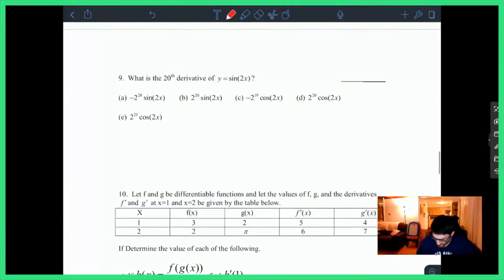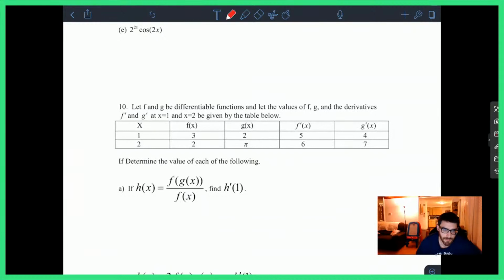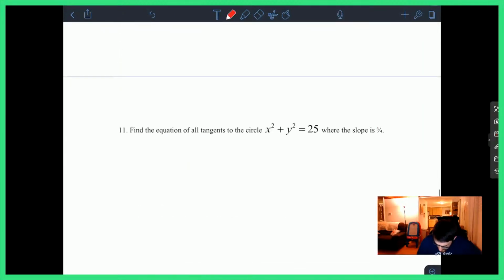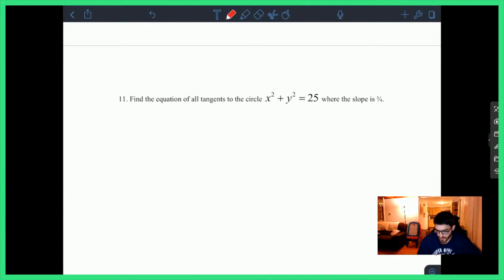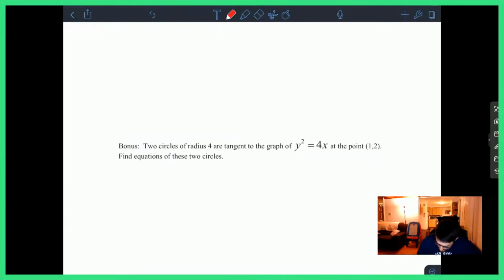That's not bad. Number 9 is very similar to the classwork problem we did. Number 10 is always a good problem, just finding the derivative at 1 of h of f of g of x over f of x, always nice. Equation of the tangents, x squared plus y squared is 25 when the slope is 3/4. And then the bonus, which was the two circles of radius 4, the tangent of y squared equals 4x. At the point 1, 2, find the equations of the circle. So that's just kind of like an epic challenge problem. We could certainly do that if you'd like.